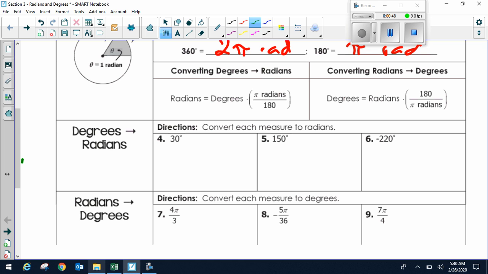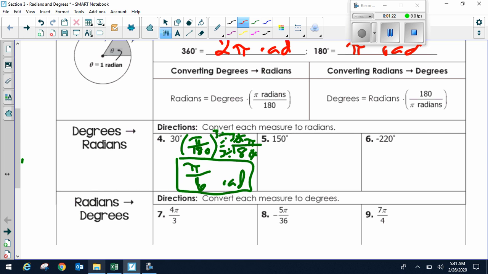30 degrees means that I'm going to multiply this by pi over 180. So what you get is 30 pi over 180. And then you got to reduce it. When you reduce it, the zeros go away, and then you got 3 over 18. They're both divisible by 3. So you're left with pi over 6 radians. That's your answer.